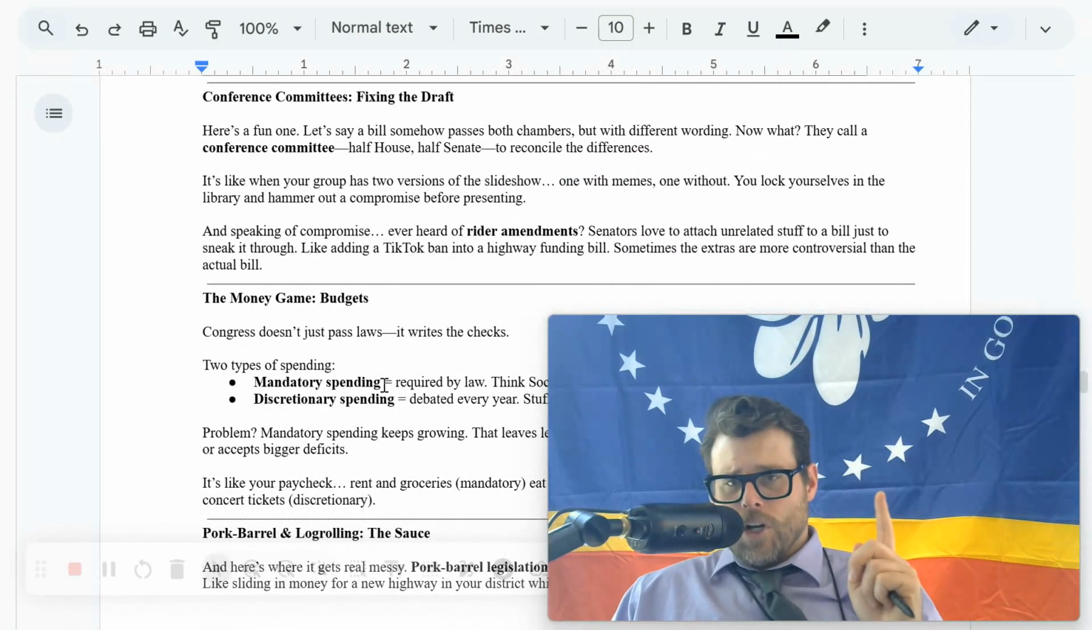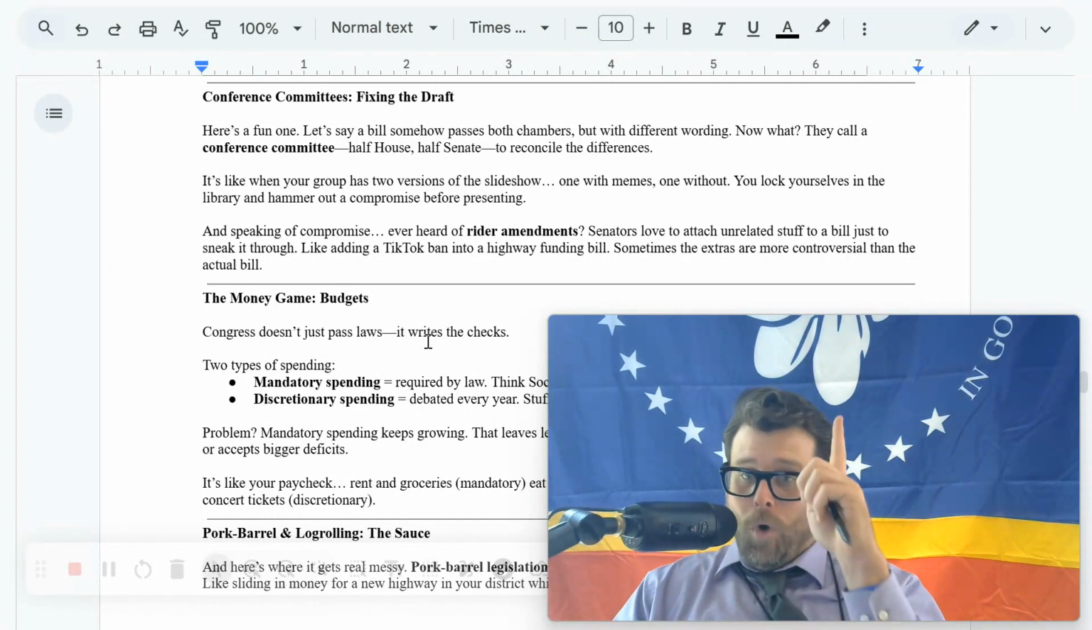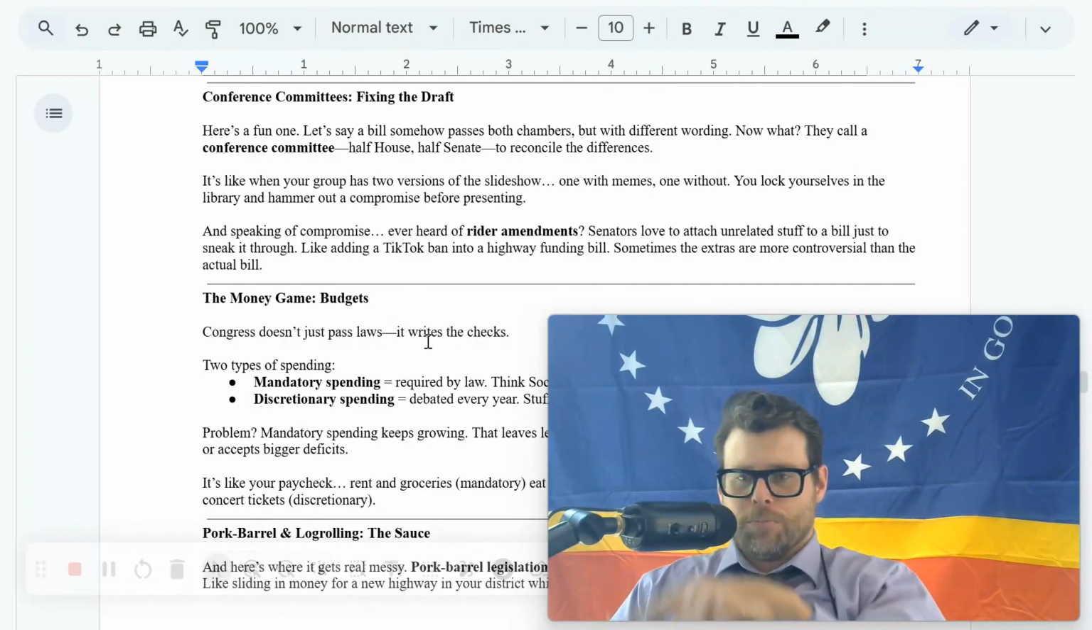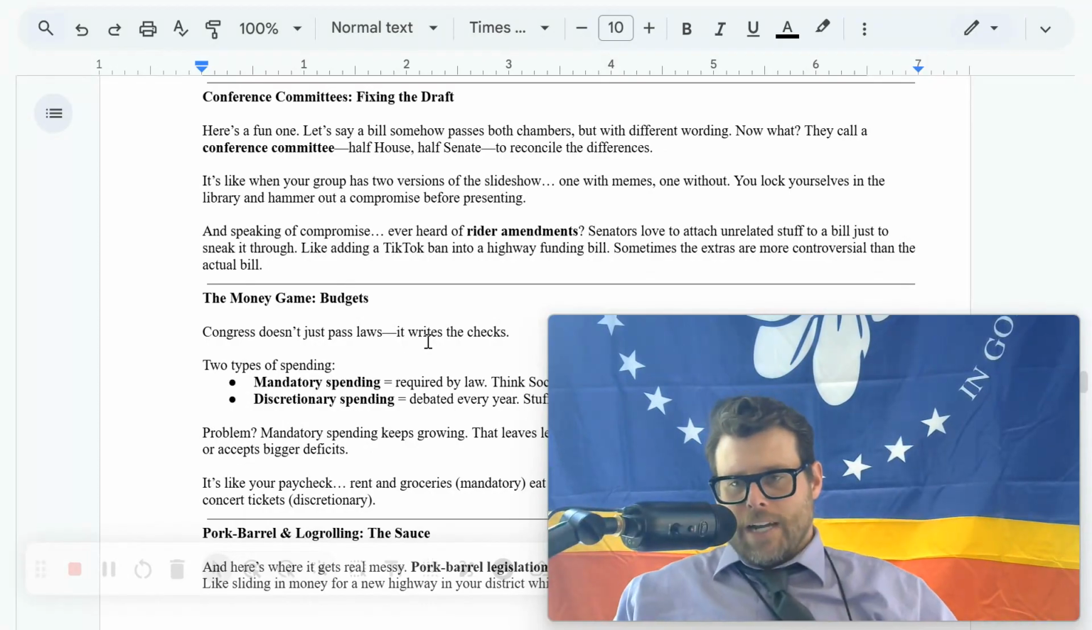Okay, now moving on. Conference committees fixing the draft. Here's a fun one, right? Let's say a bill somehow passes both chambers, but with different wording. Now what, right? We can only send one identical bill to the President of the United States, to Madam or Mr. President, right? You cannot send two different bills, just one for signing or vetoing.